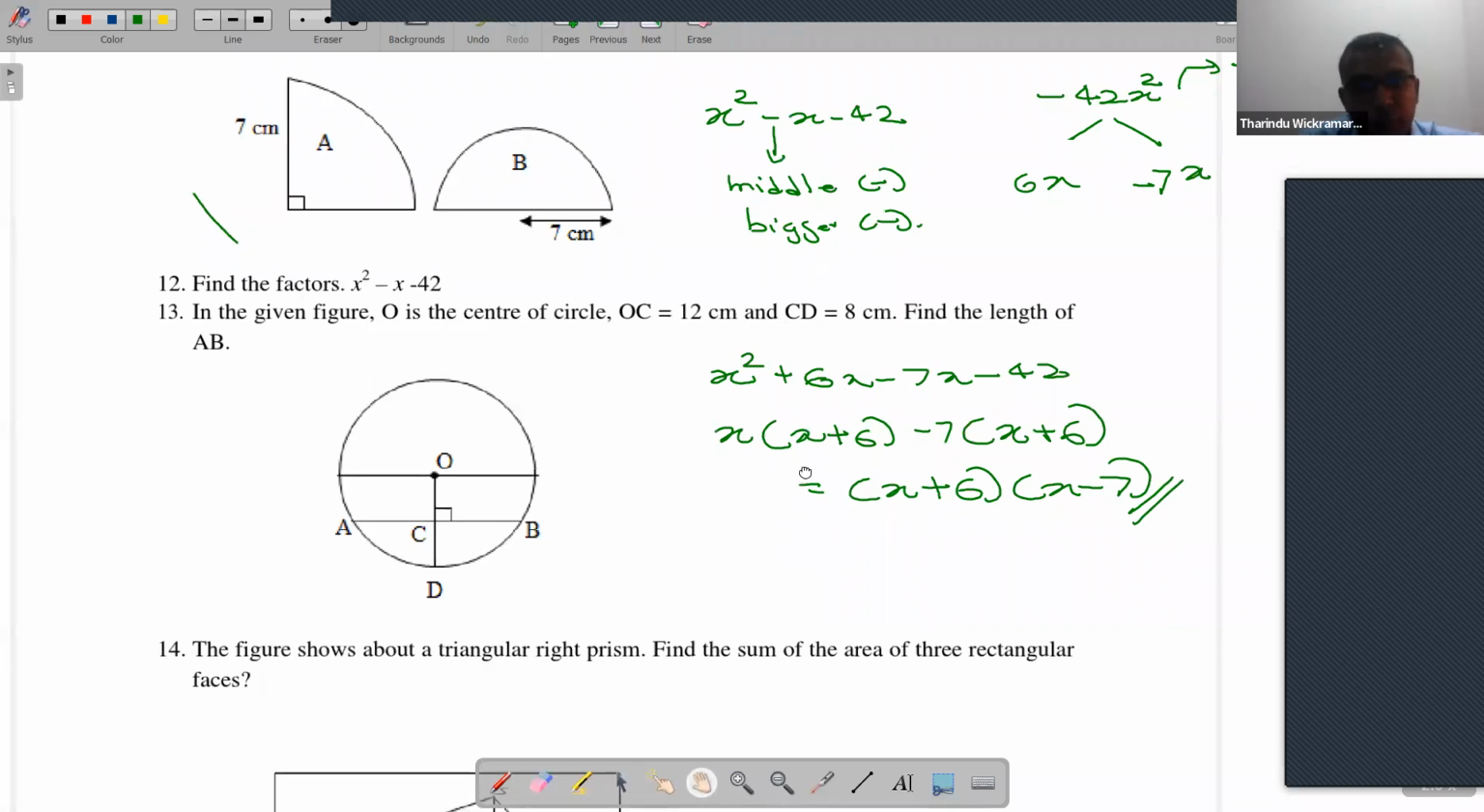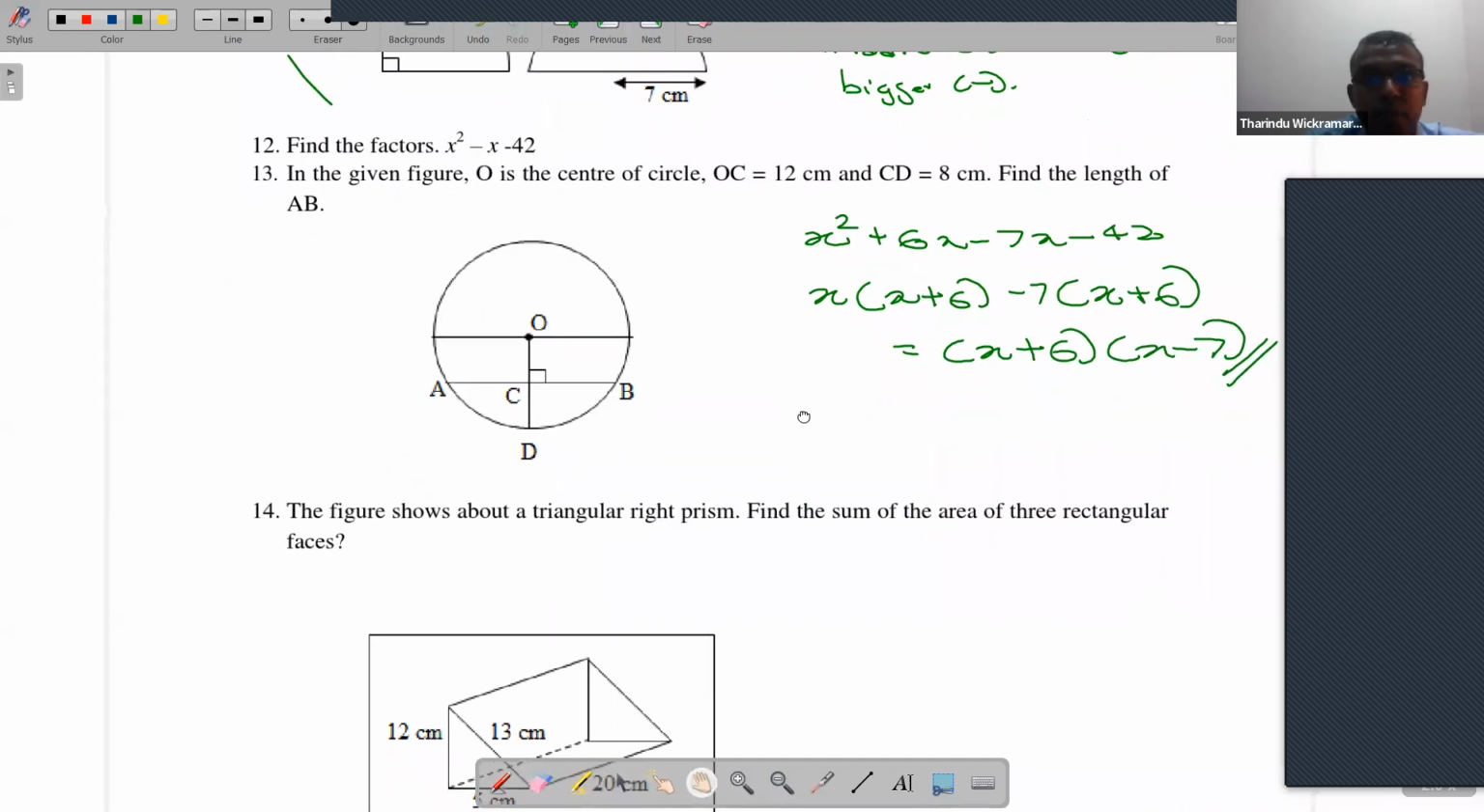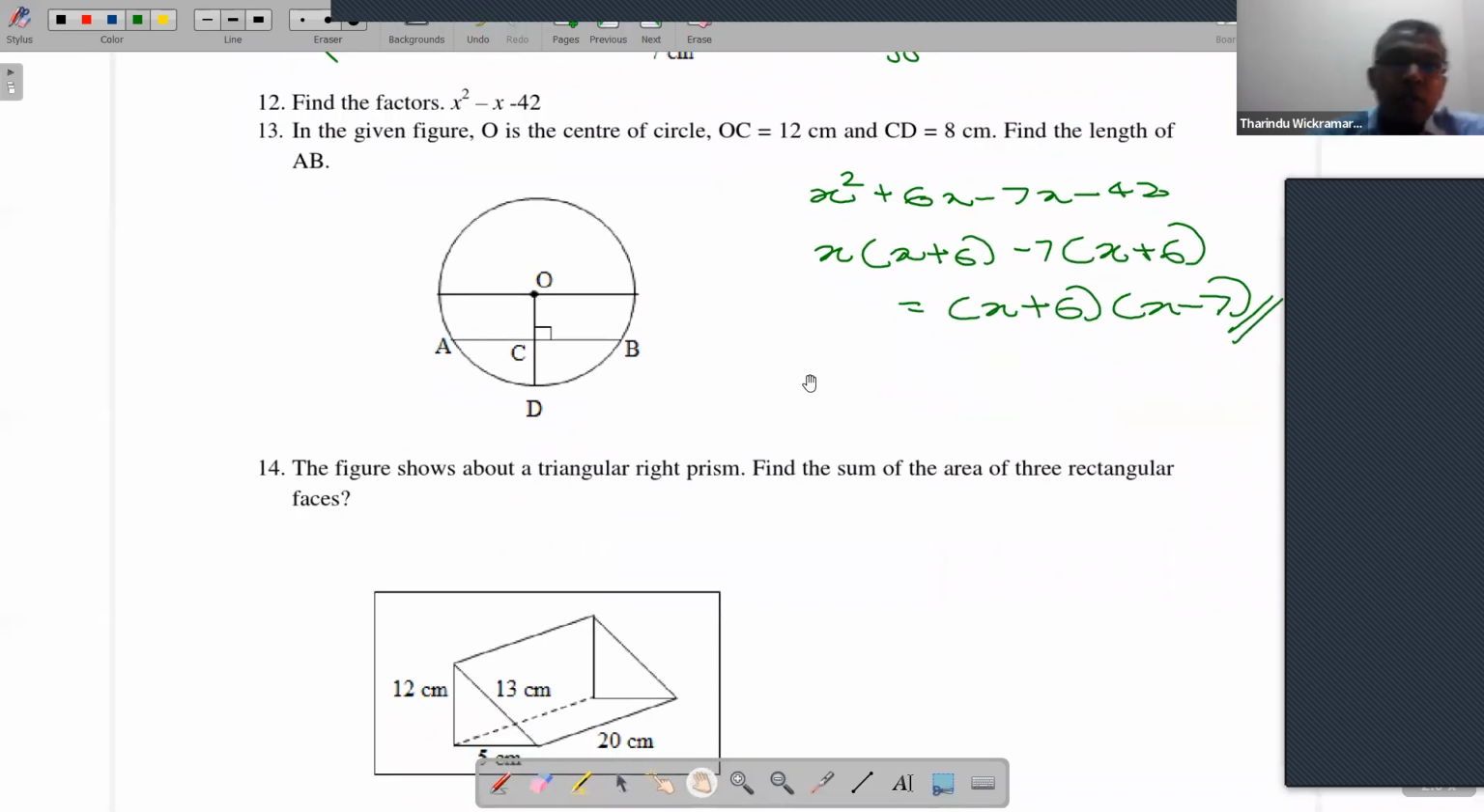Right. In the next one, they have given OC as 2a. So this is 2a. CD as 8. Now what is the radius? OD is the radius. So that is 20. So we are asking AB.